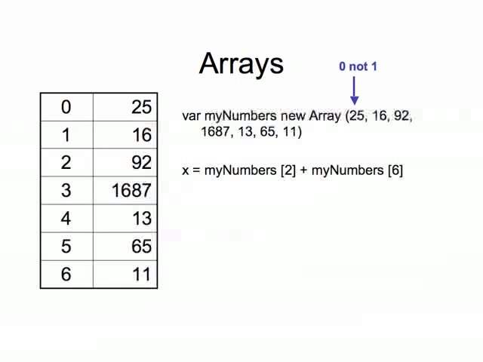Now invariably the first item of an array is item 0, and invariably this causes confusion for some students, because this means that if you have 20 items in an array, the last item is item number 19, not 20. Individual elements of an array can be referenced by using square brackets and the index into the array. So here we're saying x is assigned myNumbers[2] plus myNumbers[6], and so x will then have the value of 92 plus 11, which is 103.